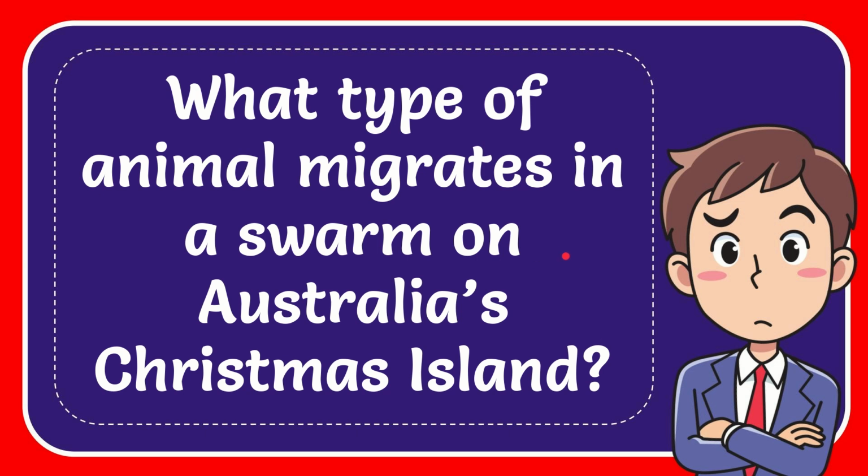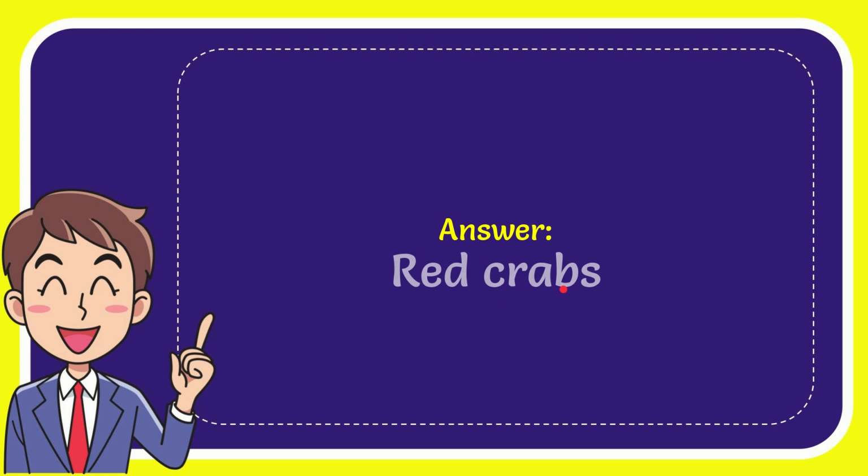In this video, I'm going to give you the answer to this question. The question is, what type of animal migrates in swarm on Australia's Christmas Island? Now, I'll give you the answer to this question, and the correct answer for the question is red crab. Well, that is the answer for the question, red crab.